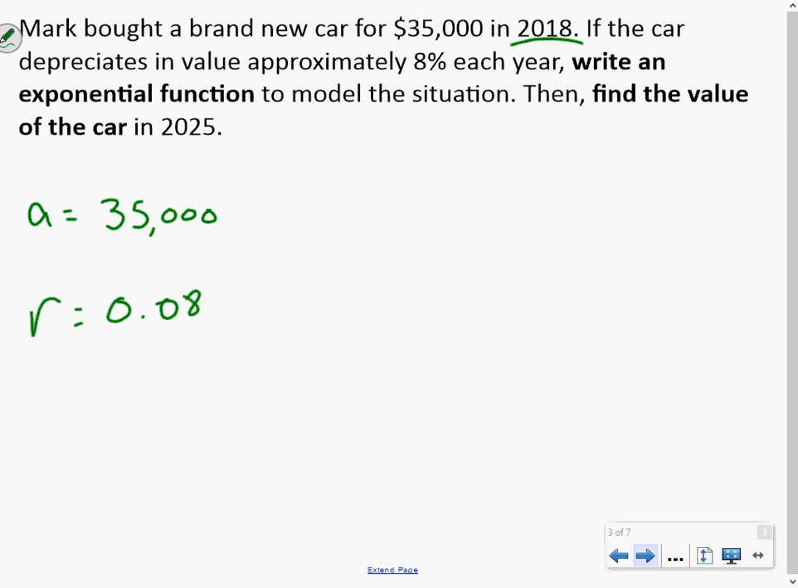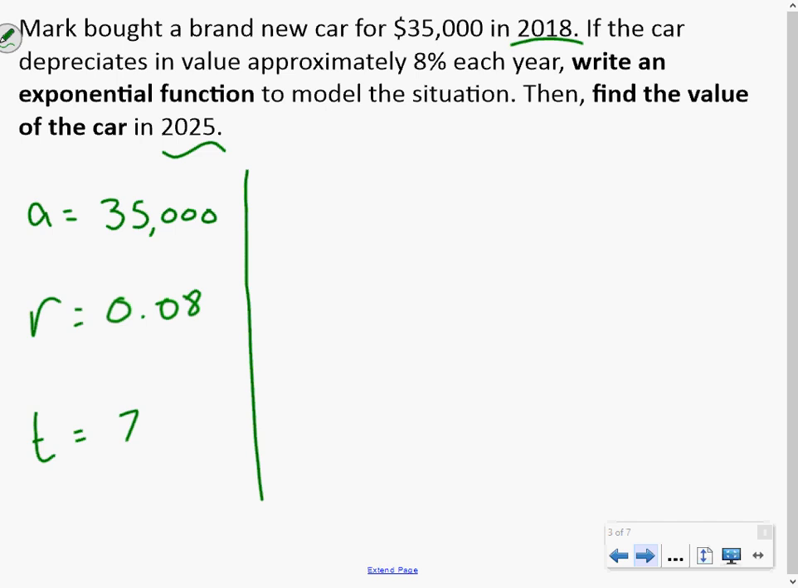So we still want to write a function to model the situation and then find the value of the car in 2025. They're not directly giving us a time here. But if you bought it in 2018 and we want to know the value in 2025, we know that 7 years have passed here. So we're going to use a t value of 7. Do not plug in 2025.